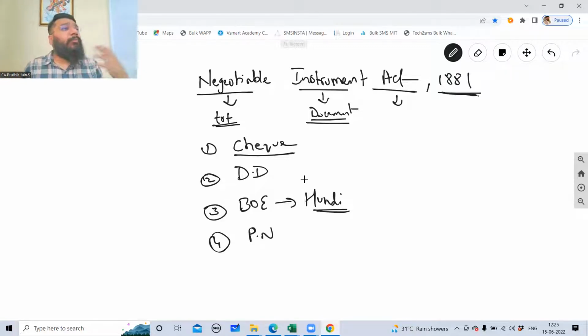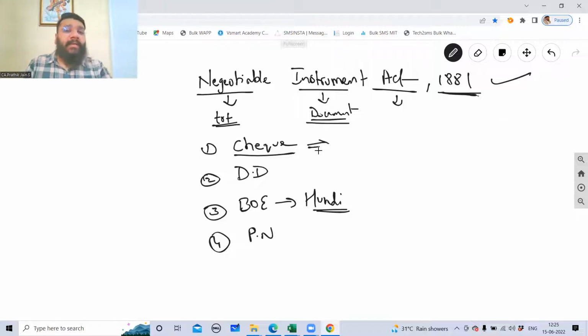So this had a lot of inherent problems. A lot of forgeries and fraud were taking place. To take care of that, to keep an eye on the fraud, this act was passed. You will understand this in detail when you do your CA Intermediate.